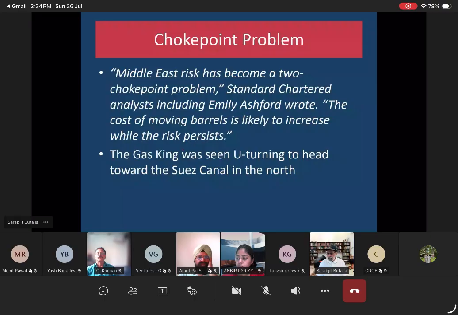Middle East. The cost of moving is raised. Now remember, how much is it? Your insurance is 3% of the value of the ship. 3%. And when I come to the insurance topic, I think the ships are turning away from the southern Red Sea after Yemen, Iran.